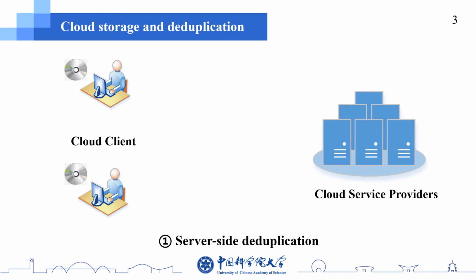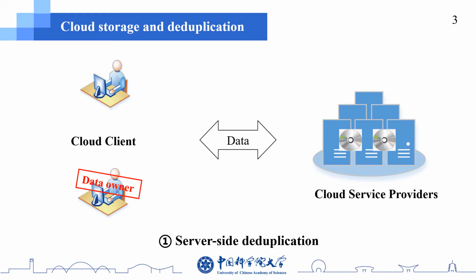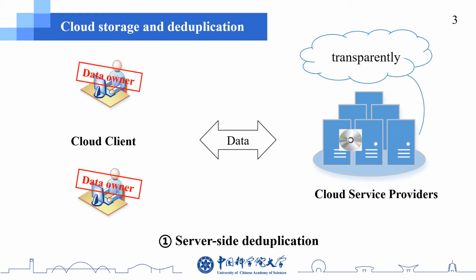Deduplication can be categorized as server-side deduplication and client-side deduplication, based on where the deduplication is performed. In the server-side deduplication, the client uploads their data to the cloud server, and the cloud server transparently detects and removes redundant data.